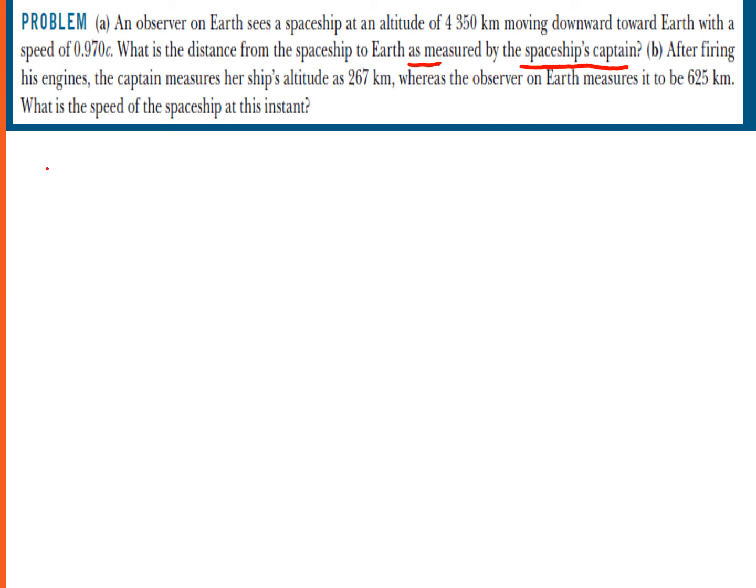So therefore, the L that is measured by the captain is the contracted length, and the proper length is 4,350 kilometers, as this is the distance between the spaceship and the Earth as measured by someone who is stationary on the Earth, not moving with respect to the Earth. So therefore, this should be our LP.